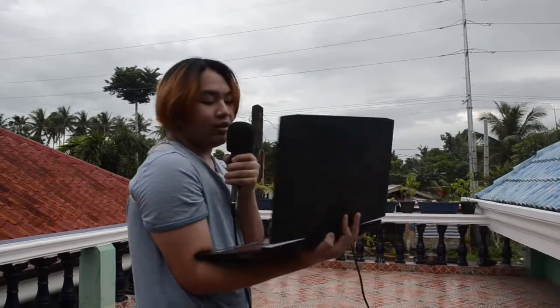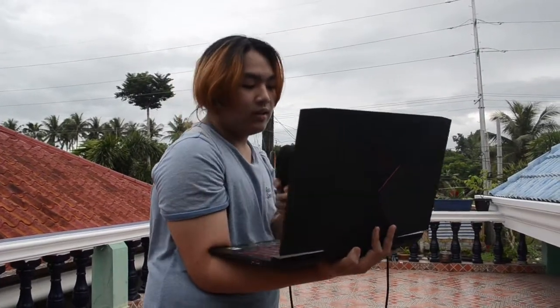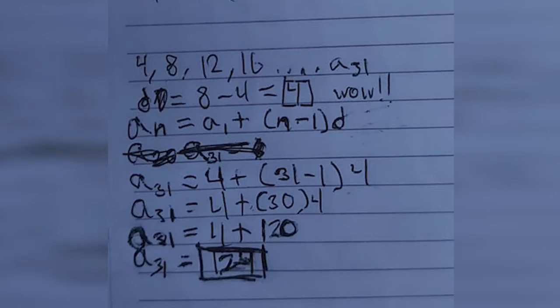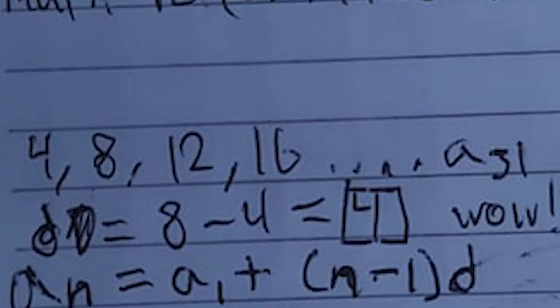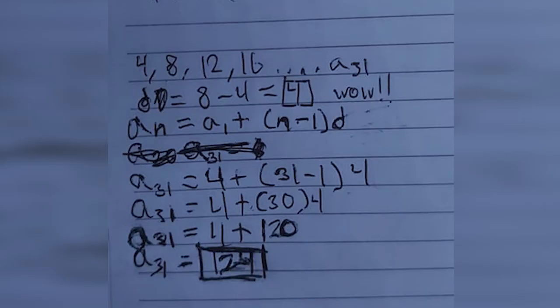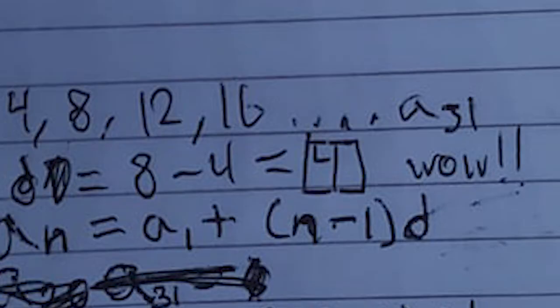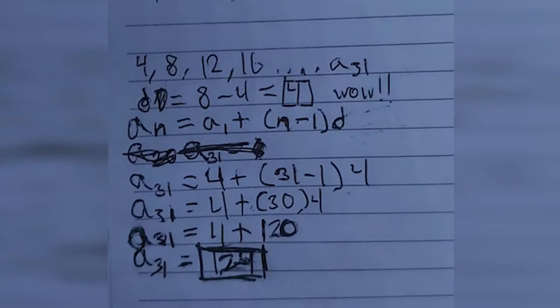Well, you can find out by just multiplication, 4 times 31. But it's math, so we're gonna try to make it as complicated as we can. Now I'm in my room talking about this. As you can see, this is basically the problem we have. We're looking for a sub 31 while we only have a sub 1 to a sub 4. So the first thing to do is to find the common difference, and it should be d equals a sub 2 minus a sub 1. After we apply that formula to this problem, we get 4 as a common difference.